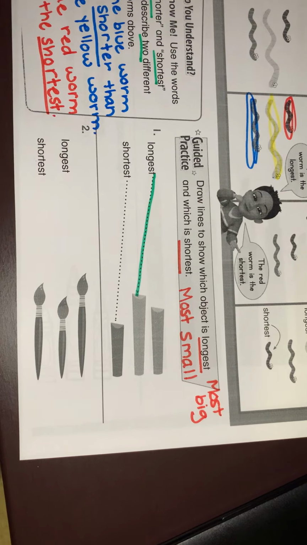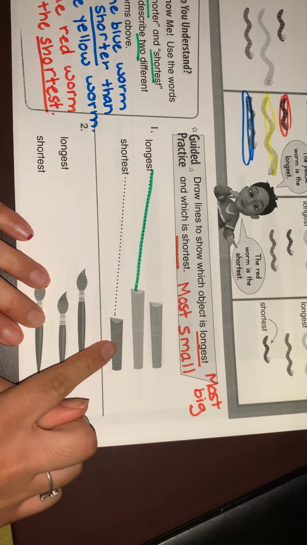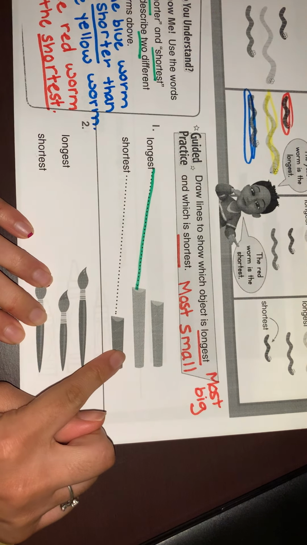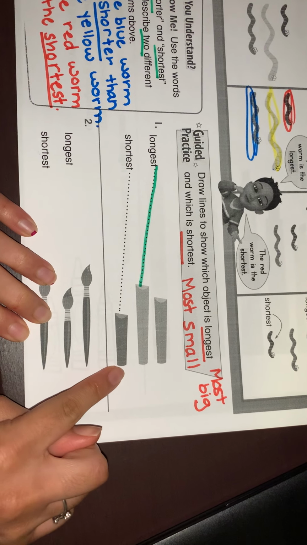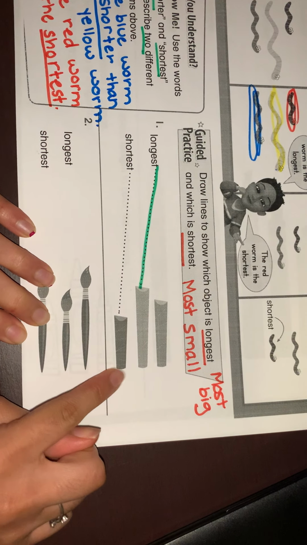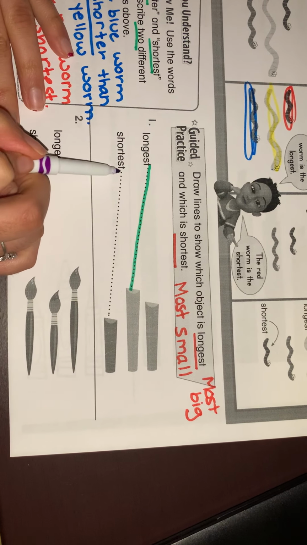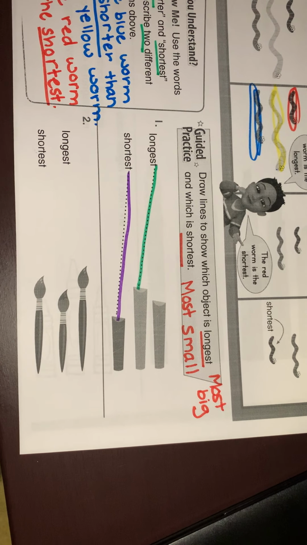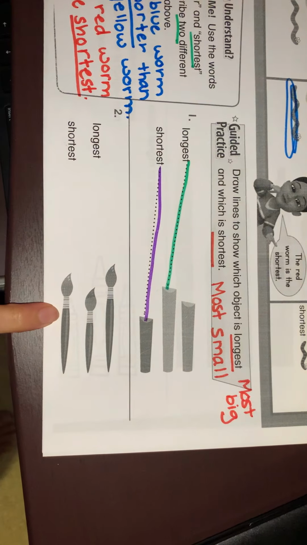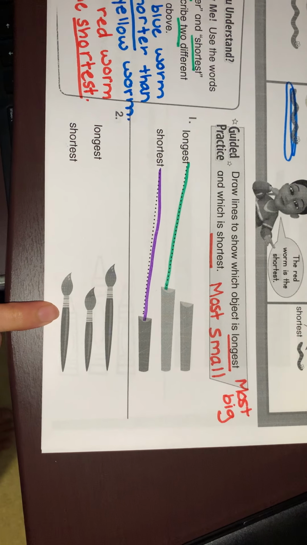Now when I look at the other two pieces of chalk, I want to know which is the shortest. Is this one shorter or the last one shorter? The last one is shorter. So that is the shortest. So just like that, we're going to come to number 2 and do that with our paintbrushes.